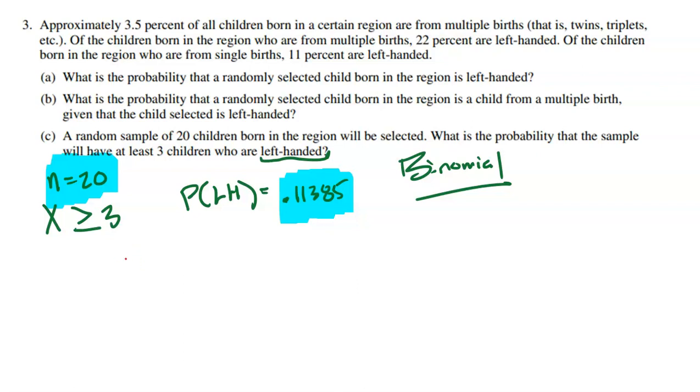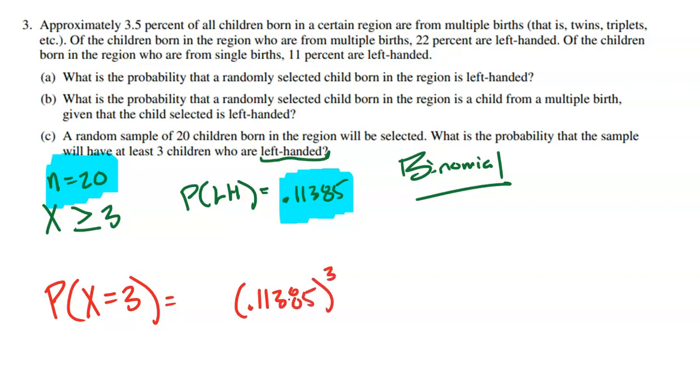Now, if you remember the binomial distribution, to calculate probabilities, it involves 3 parts. So let's start with 3, because it does say 3 or more, so eventually I'm going to have to figure out the probability of 3. So the probability of 3 left-handed people, well, that means I need 0.11385 to the third, because I need 3 people to have that probability of being left-handed. And then the opposite of that is how many people I would need to not be left-handed. So that would be 17 people that are not left-handed.